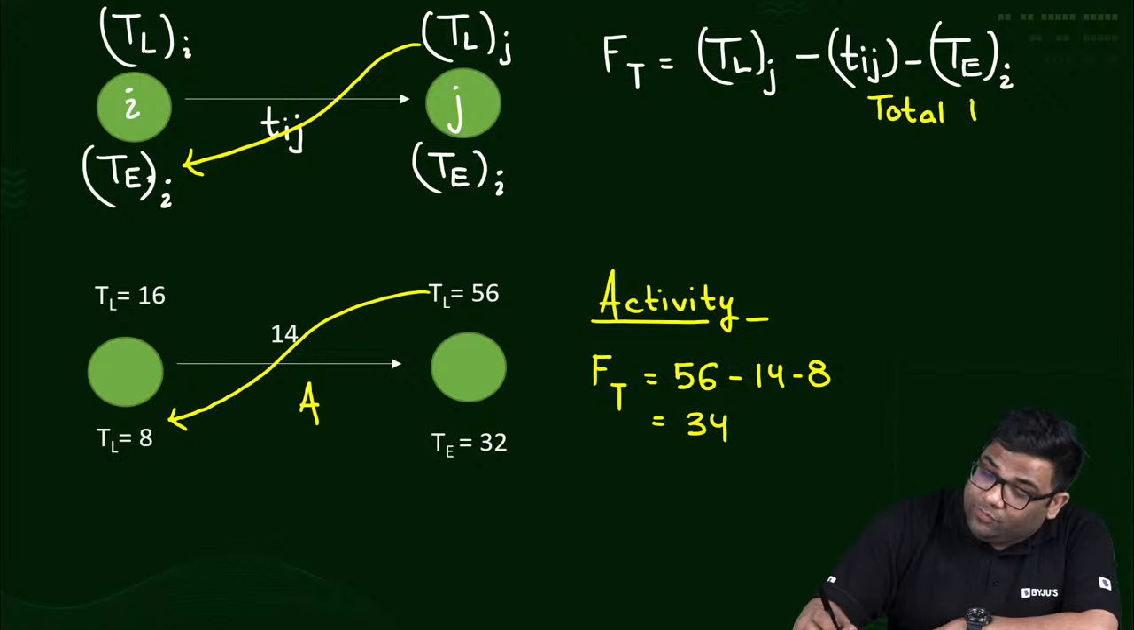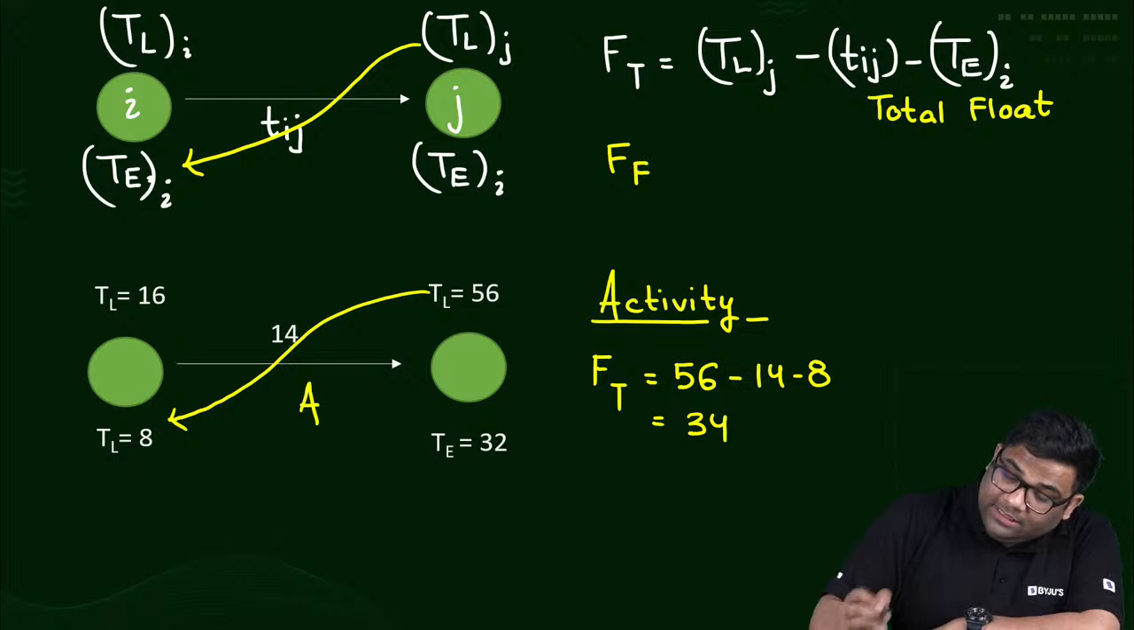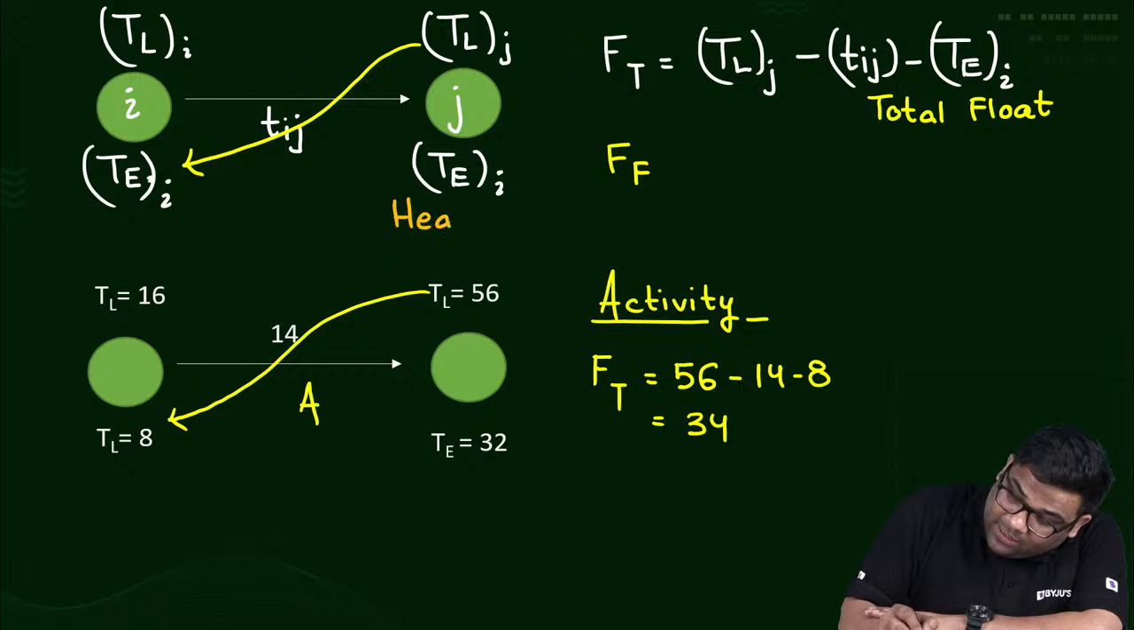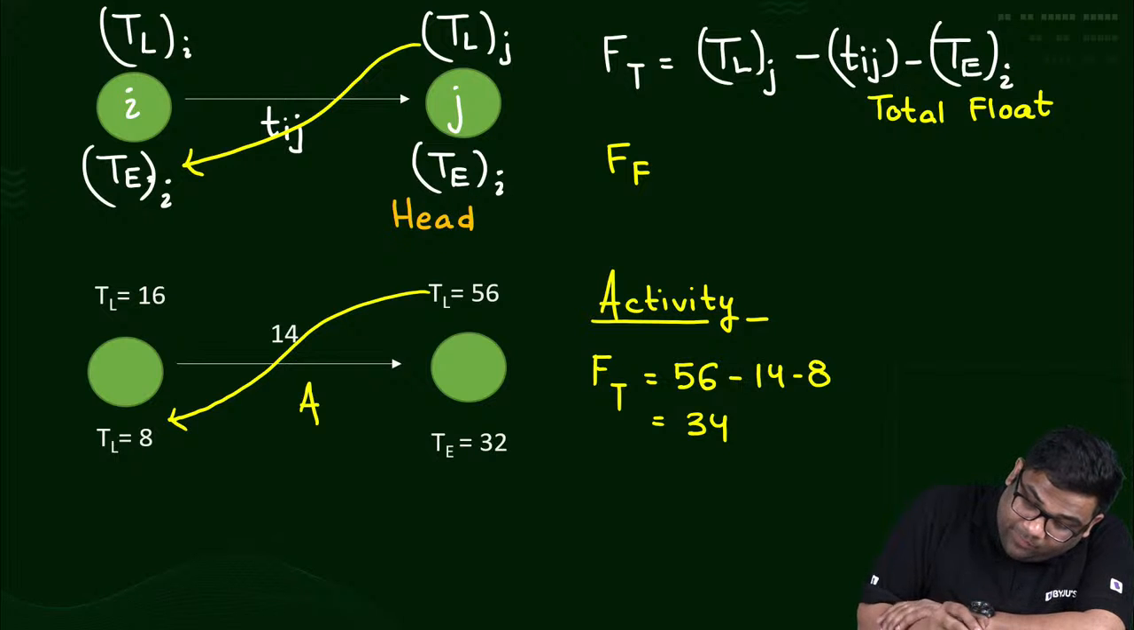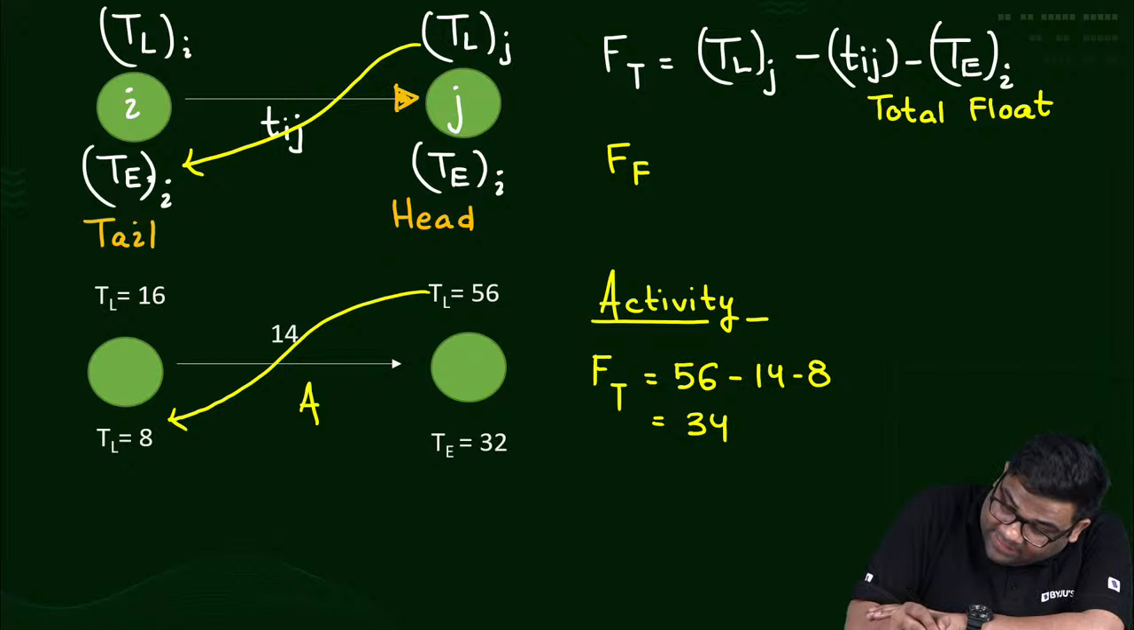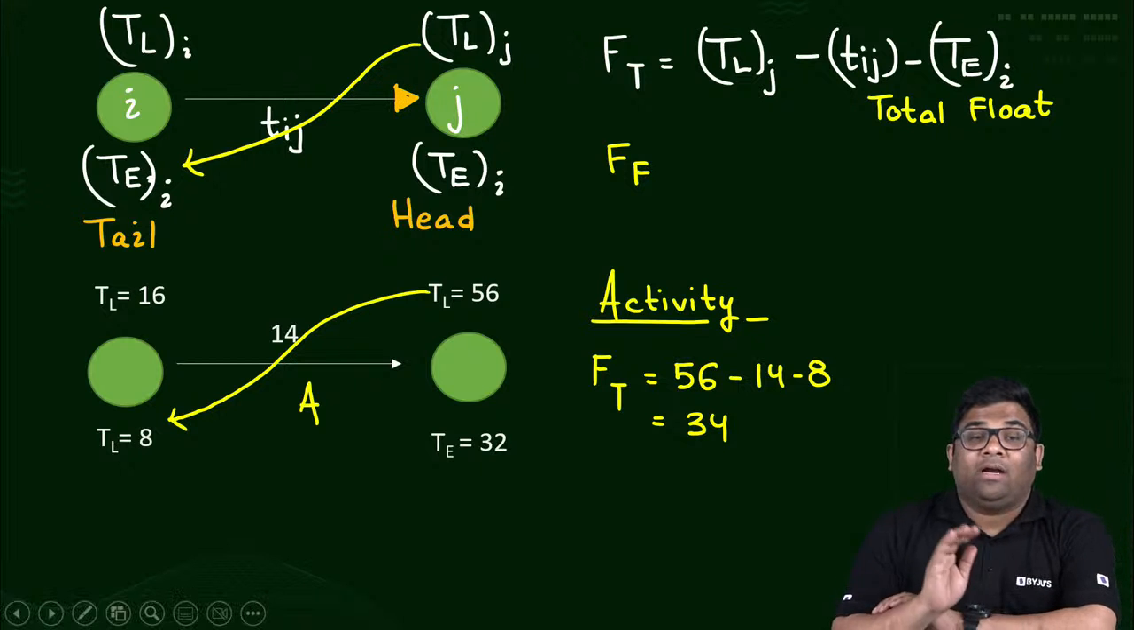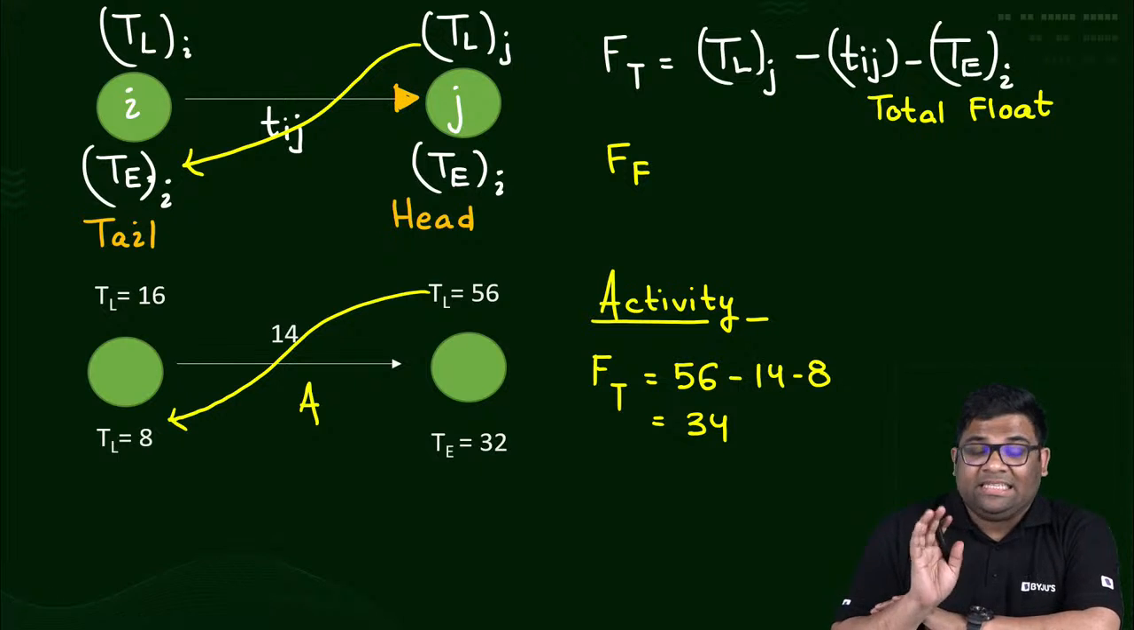Now coming to free float. See, this J is known as the head node and this I is known as the tail node. Why? Because the arrow is pointing here. Therefore this is known as the head node and this is known as the tail node.